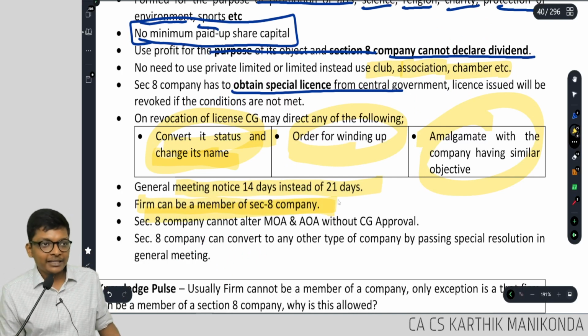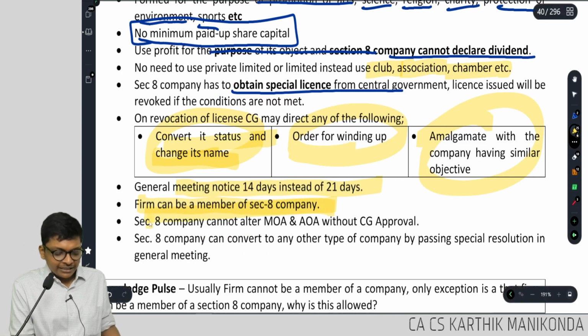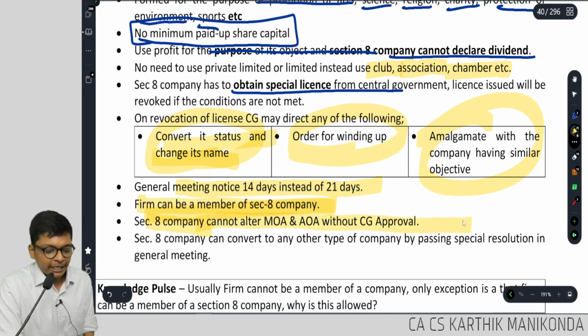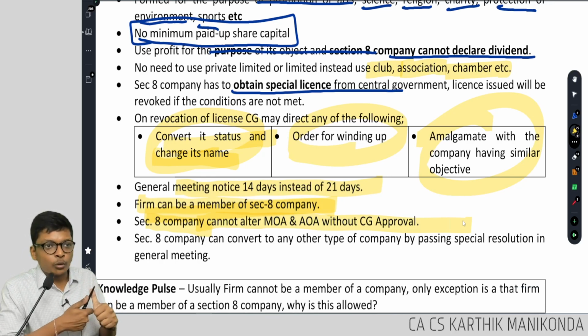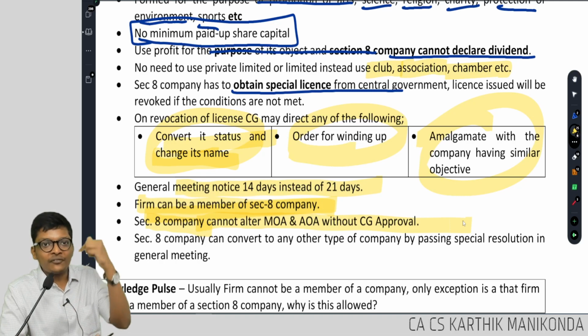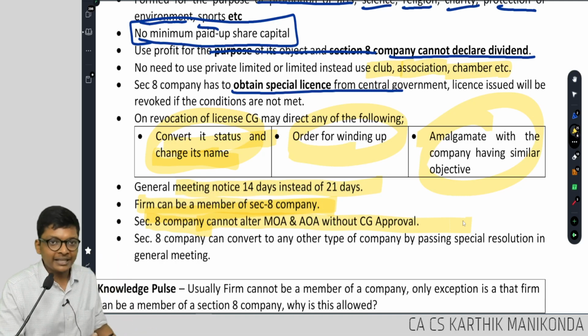Are you following, guys? Section 8 company, next point, cannot alter MOA or AOA without central government approval. We will learn in the next chapter what is MOA and AOA. If you want to change anything, the objects, you should do only with the permission of central government. Are you following, guys? You will understand the importance in next chapter.